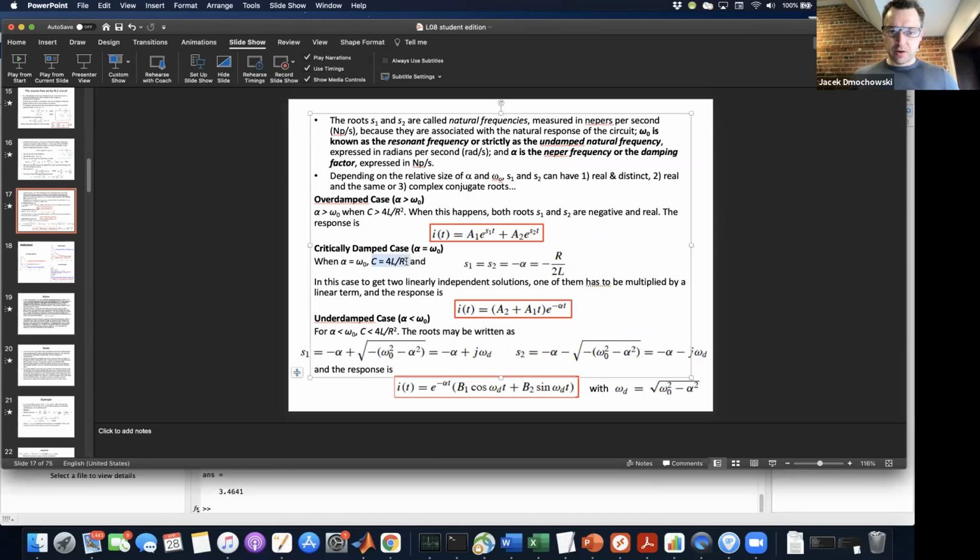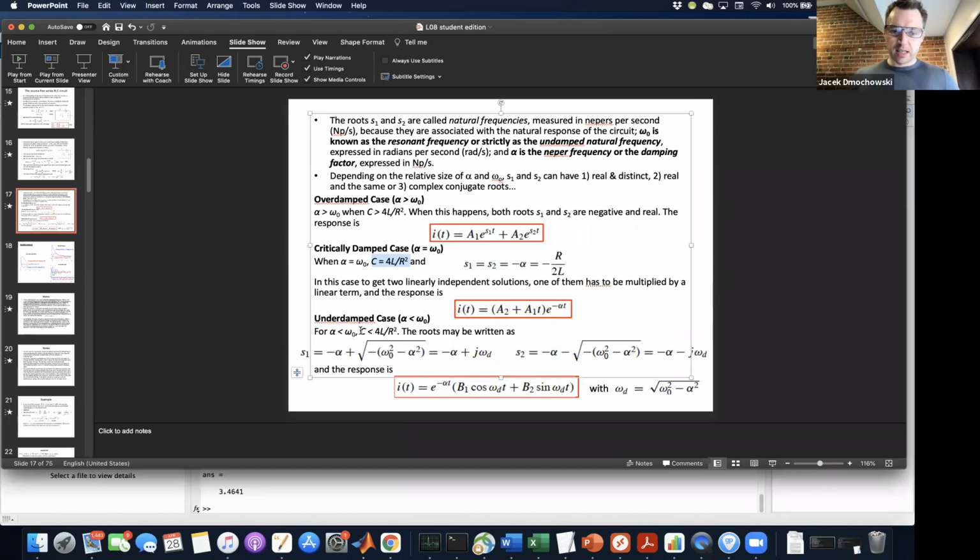If you happen to pick the capacitance to be equal to 4L over R squared, you get a special case, which is called critically damped, where we have 2 real and identical solutions, so really 1 solution. In which case, the general form takes this structure, where notice that one of the exponentials is multiplied by a linear term.